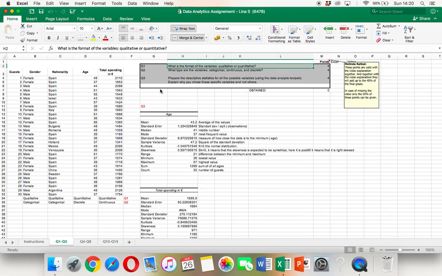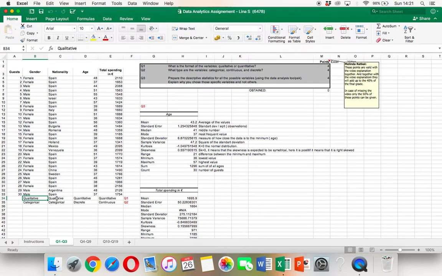Then we have the qualitative variables, which are variables that are not measurement variables. They are values that do not result from measuring or counting. So to answer this first question, we have the answer here. Gender is a qualitative variable. As it is not a number, we cannot count it.